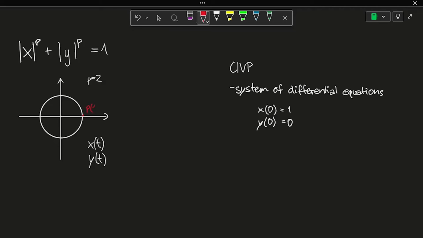The solution of a differential equation is one or more functions. The solution of a system of differential equations is a set of coupled functions, so functions that depend on each other. If we manage to create such a system for the unit circle whose coupled solutions are sine and cosine, then we've successfully parametrized the unit circle with this CIVP approach.